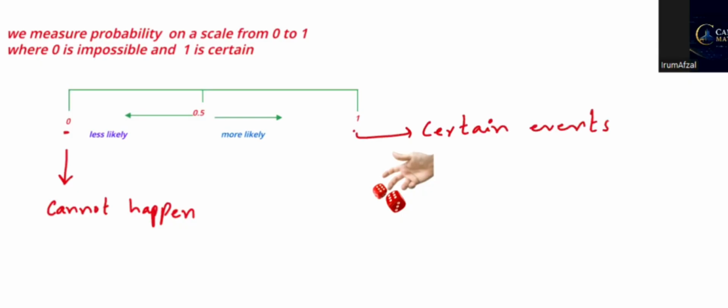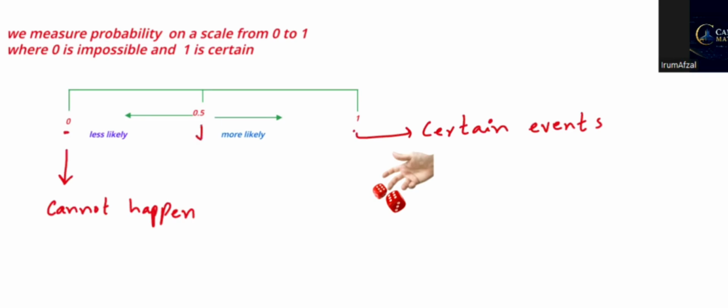So certain events have probability 1 and events that cannot happen have probability 0. Events lying in between can have any probability, but it must not be less than 0 or greater than 1. So 0.5 will be the probability for events with even chances.